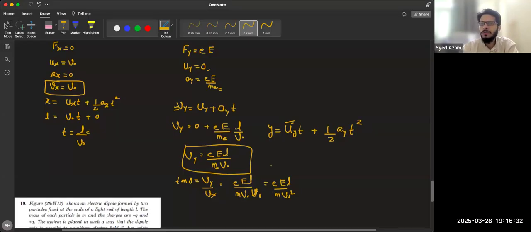The same problem is in NCERT, in chapter 1, in the back exercise. It's the last question or second last question. But in NCERT, instead of theta, it's asking for y, the displacement covered along the y-axis.